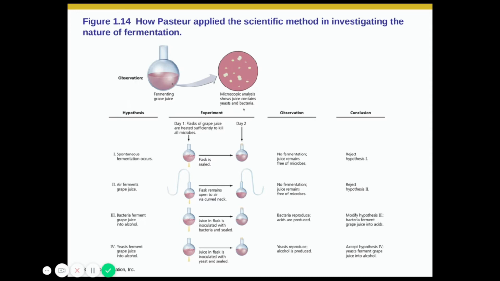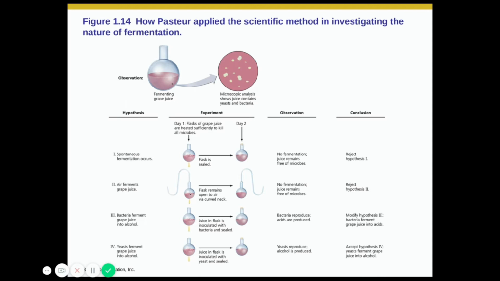So if these are your two prime suspects, you want to isolate them. Say, let's get just the yeast, let's get just the bacteria alone, and then put them into some grape juice and see what happens. So the first one, he takes the grape juice, heats it up until it kills all of the microbes in it, closes it off, and just leaves it. If air is the thing that's fermenting, then it should ferment because there was air in there, but there's no air. So if the juice remains free of microbes, that means life can't come from nothing. Spontaneous generation is essentially not a thing.